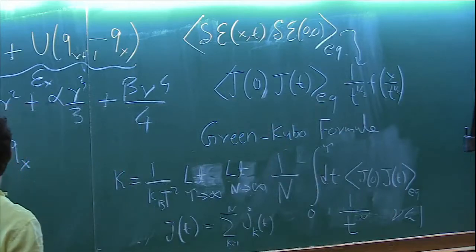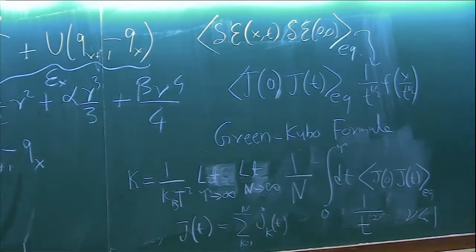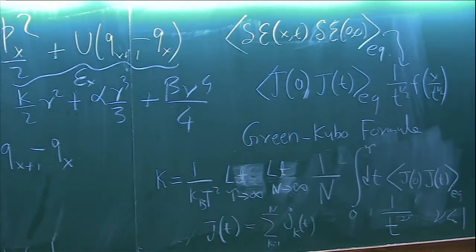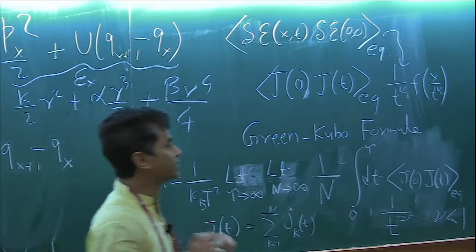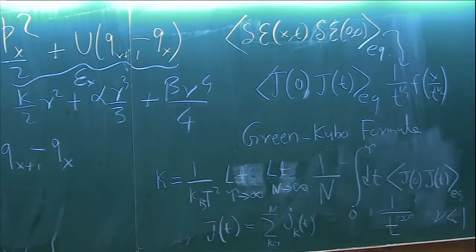In hydrodynamics, what one does is basically try to forget all these microscopic degrees of freedom, and just look at the conserved quantities. There are three conserved quantities, and we want to write some coarse-grained equations for these conserved quantities.